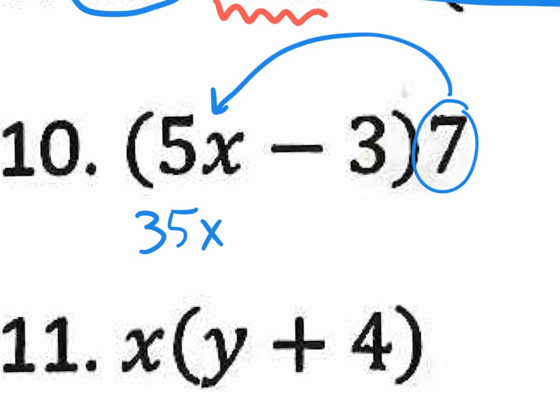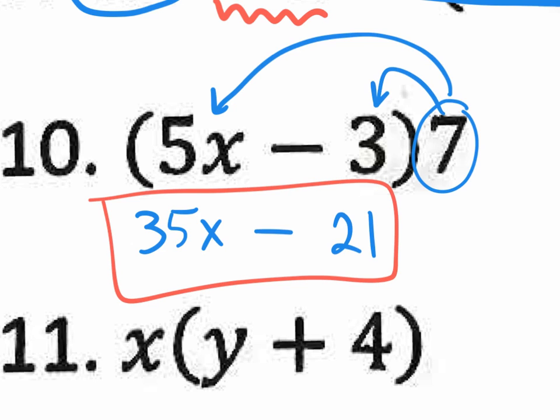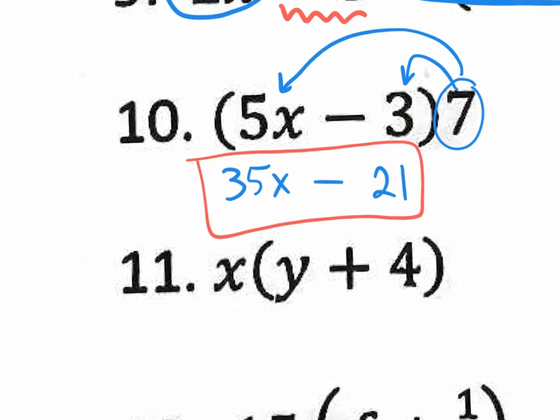Okay. Now, if you would have had an x over here, then you would have to multiply x times x and you'd get x squared. But there is no x. It's just the number 7 with the number 5, and the x comes down. And then the next one, 7 times 3, we get 21. Bring down the minus sign, and that's it. That's our answer for number 10, 35x minus 21.